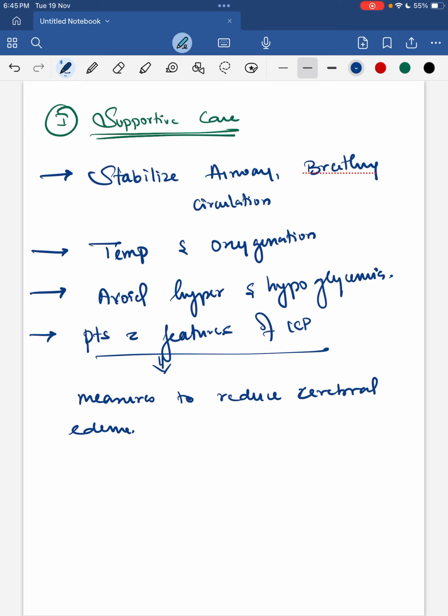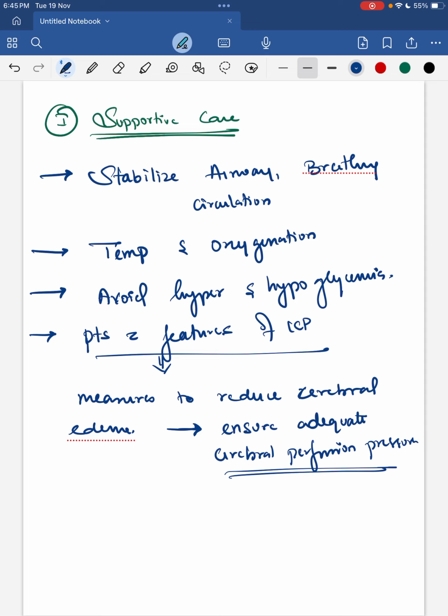Why do you have to take measures to reduce cerebral edema? Because it is to ensure an adequate cerebral perfusion pressure. Right? Next, this is regarding your supportive care. Next topic is your antiplatelet therapy.